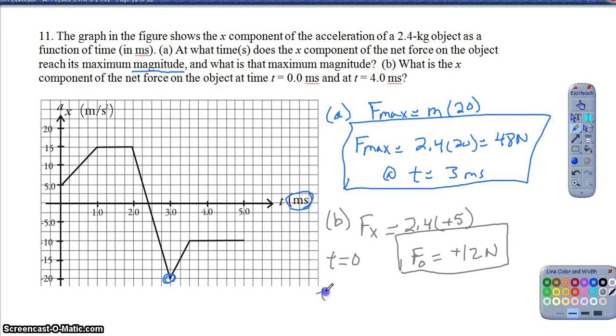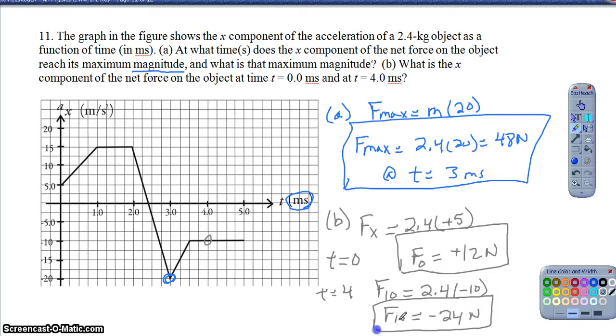And then for the time of 4 seconds, do the same thing here. We know our acceleration is negative 10, so my force at 4 seconds would be 2.4 times negative 10. I am going to go ahead and leave the negative in there because that will tell me the direction. So I know that would be negative 24 newtons. Again, the direction just indicates that that force is directed in the negative direction. So anyway, hopefully question 11 wasn't too bad to set up.